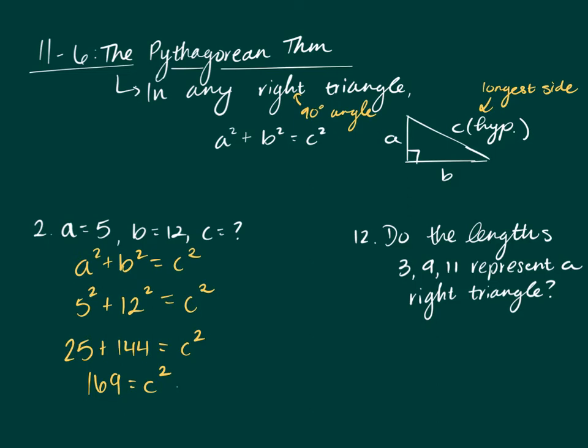Just like on the last slide, we're going to take the square root of both sides to solve for C. So absolute value of C is equal to the square root of 169. So C is equal to 13.